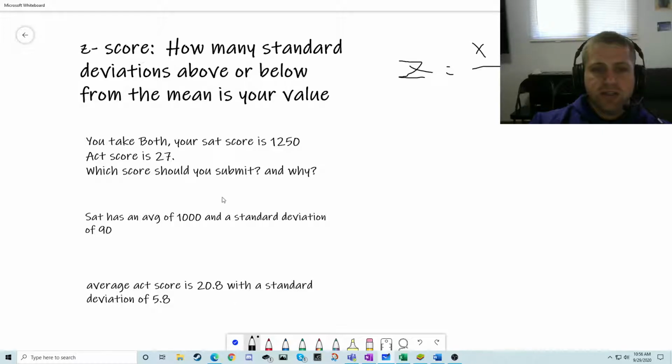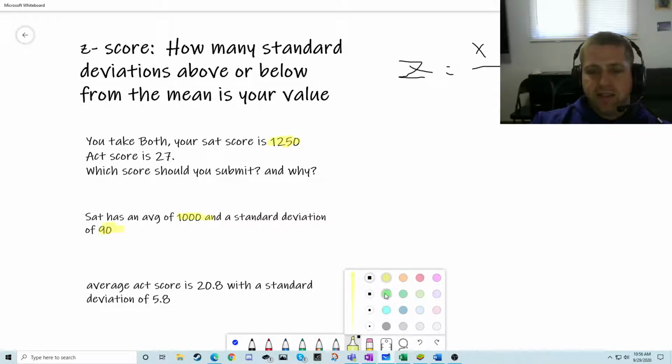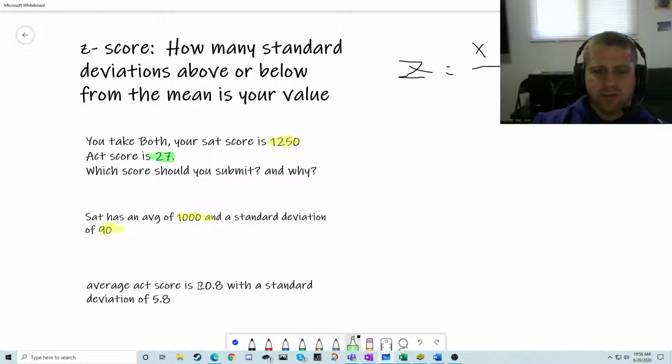So you take the SAT and the ACT, and you want to know which score to submit to college. You want to make yourself look as good as possible. Your SAT score was 1250, and the SAT's average and standard deviation are here. The ACT, you got a 27. I know they use such a different scoring system. The average and standard deviation is here.